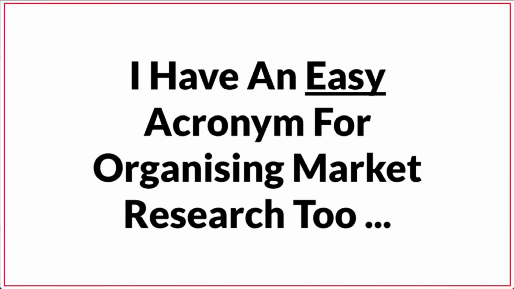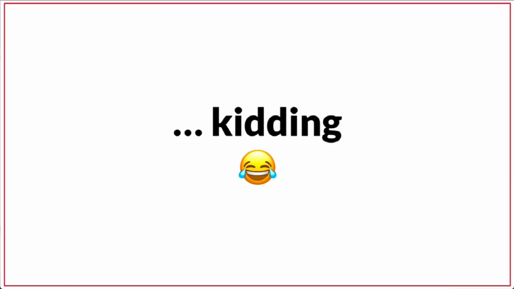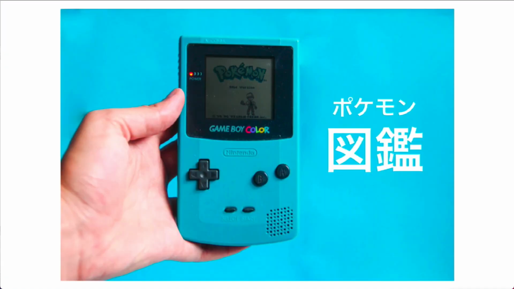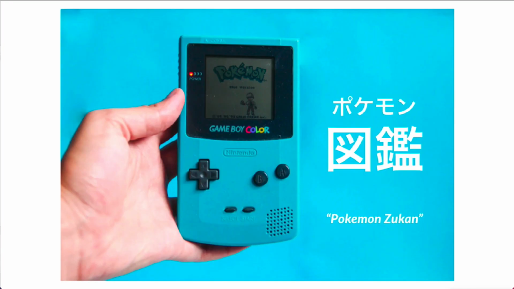You ready? Here it is. GAMEBOYCOLOR. It is simple. I'm just kidding. It's actually a lot easier than that. Ready? Here it is. Wait, what? You can't read Japanese? Oh, sorry, I didn't know that. I'm kidding. Again, okay, I will be serious now. I was actually serious about that.